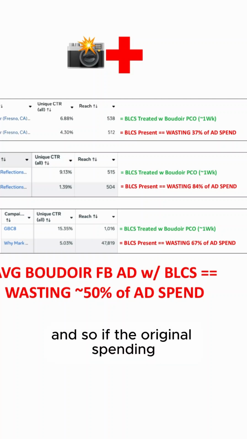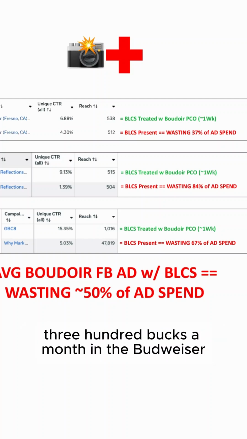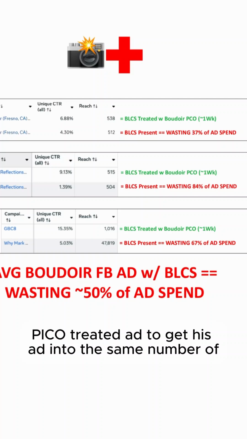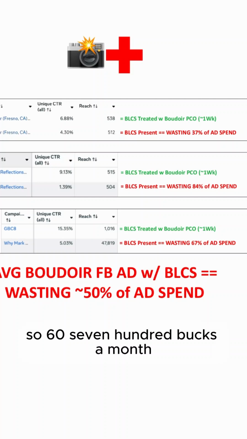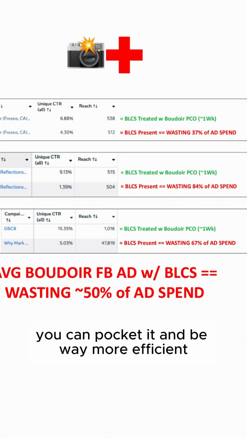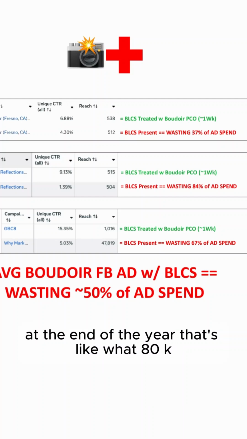And so if the original was, if he was spending 10 grand a month on the original, now he only has to spend 3,300 bucks a month on the Boudoir Pico treated ad to get his ad into the same number of women's brains as the original. So 6,700 bucks a month he no longer has to spend, he can pocket it and be way more efficient. It's kind of like a phantom profit each month. At the end of the year, that's like what, 80K?